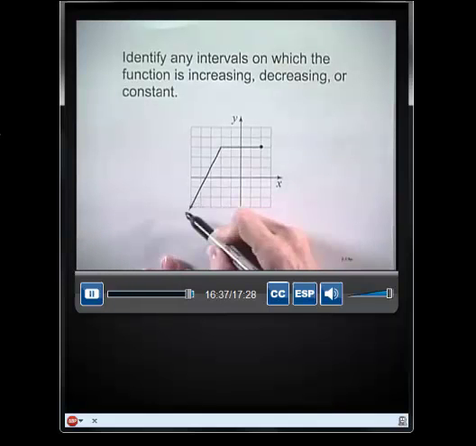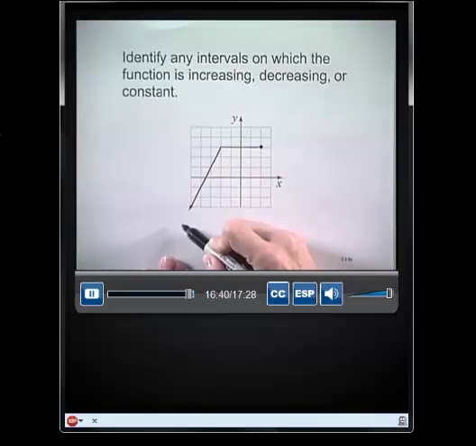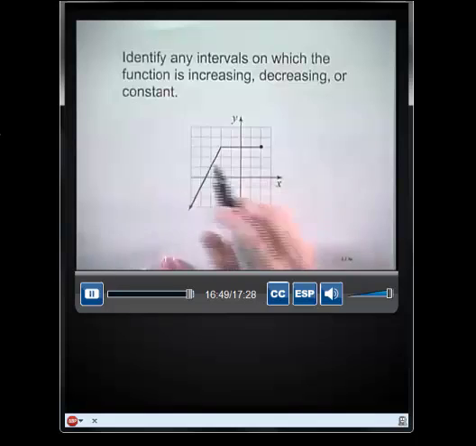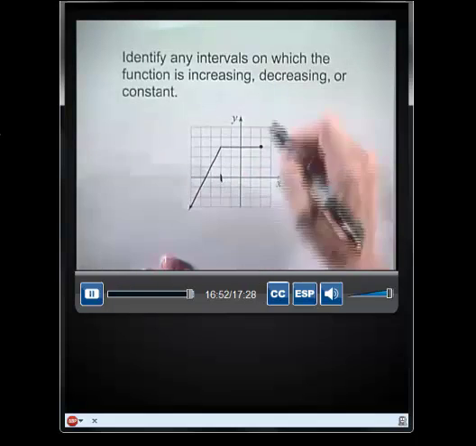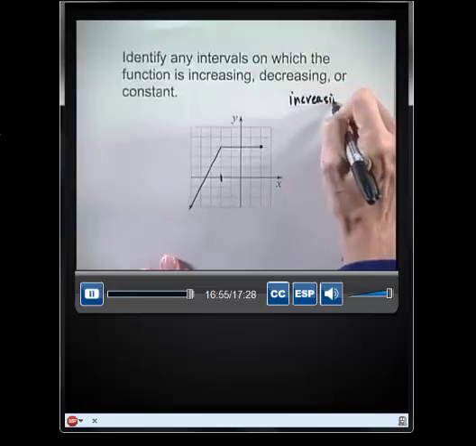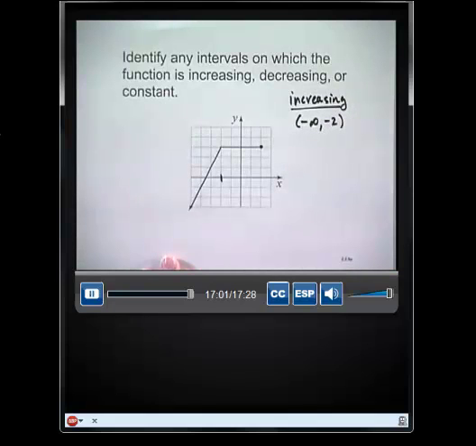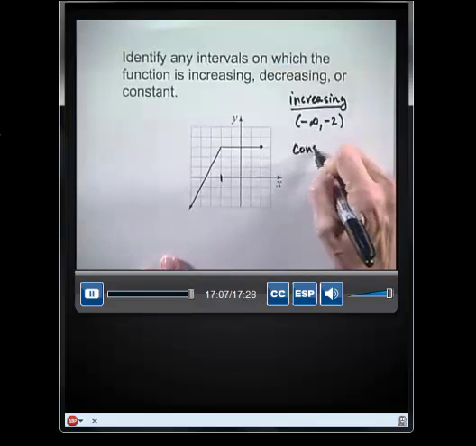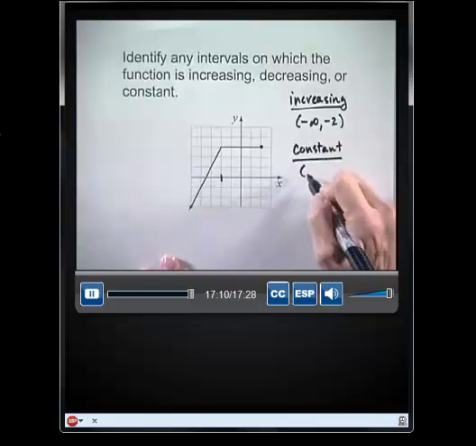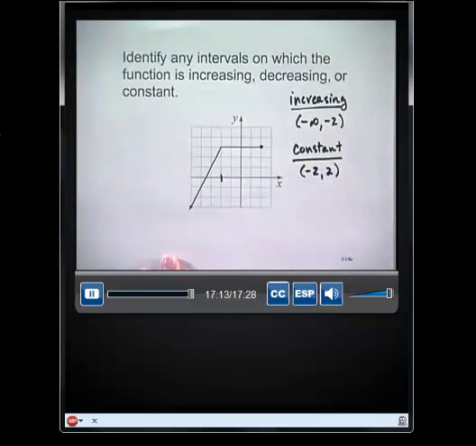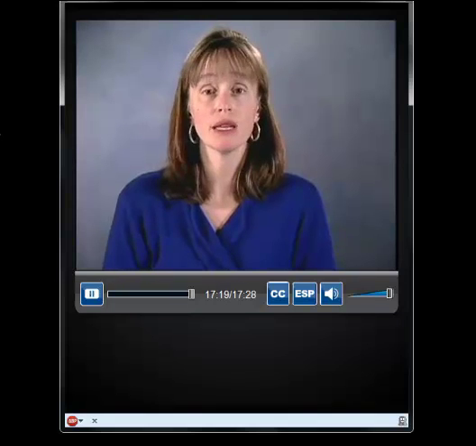Again, let me emphasize, even though you see an arrowhead here that appears to be pointing to the left, you read a function from left to right as you read words in a book. So this function is increasing from negative infinity to the x value negative 2. So it's increasing from negative infinity to negative 2. And then it's constant from negative 2 to positive 2. Constant on the interval negative 2 to 2. It has no intervals over which it is decreasing. Well, in this lesson we've looked at a number of different functions as well.